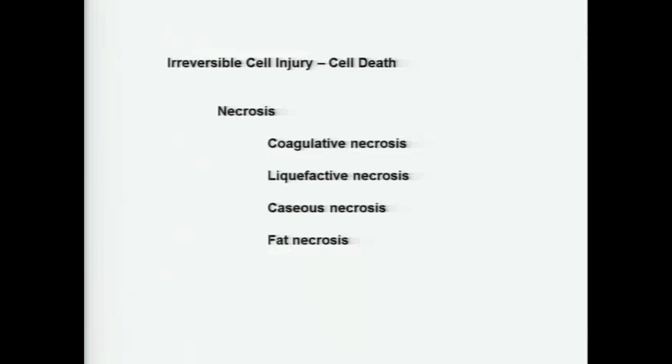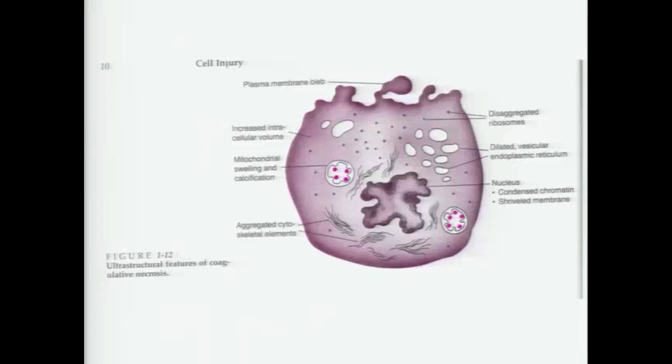And then there are some other terms to describe tissue necrosis that is particular to the tissue you're talking about. And we've got, for example, liquefactive necrosis, caseous necrosis, and fat necrosis. And we'll talk about some particulars of each. But first, coagulative necrosis and the general characteristics of generic cell death.